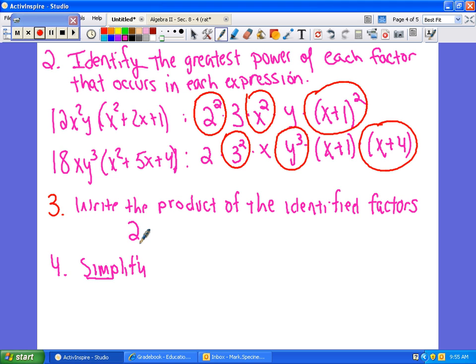So I have 2 squared times 3 squared times x squared times y to the third times x plus 1 squared. Try that again. Times x plus 1 squared times x plus 4.